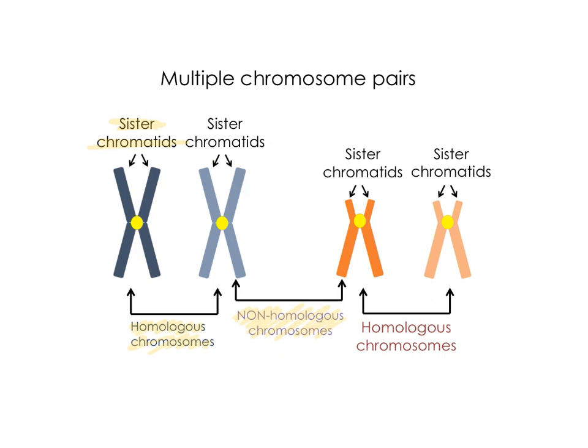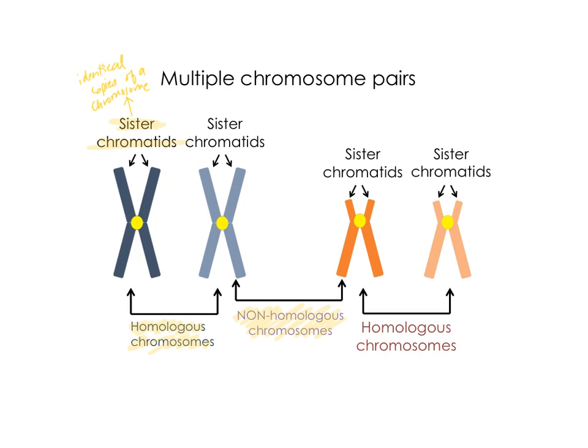Sister chromatids, these are identical copies of a chromosome. If this was the original copy of the DNA, then this sister chromatid, the replicated copy, would be produced during the S phase of mitosis. And again, the big thing here is that these are identical.